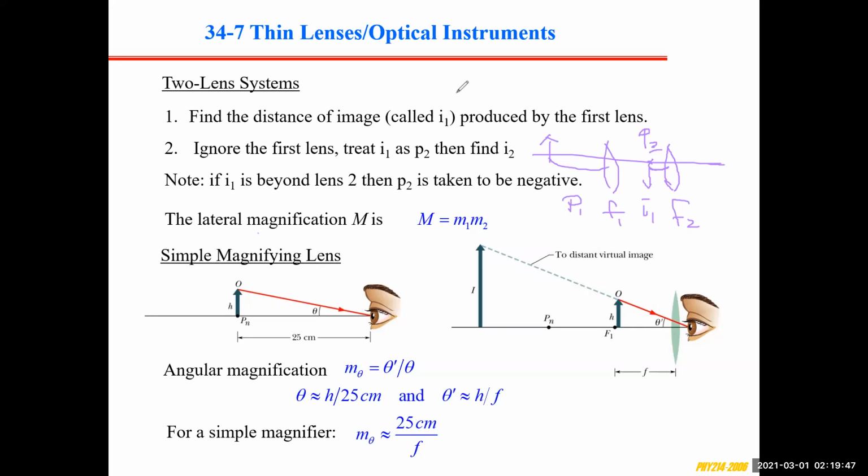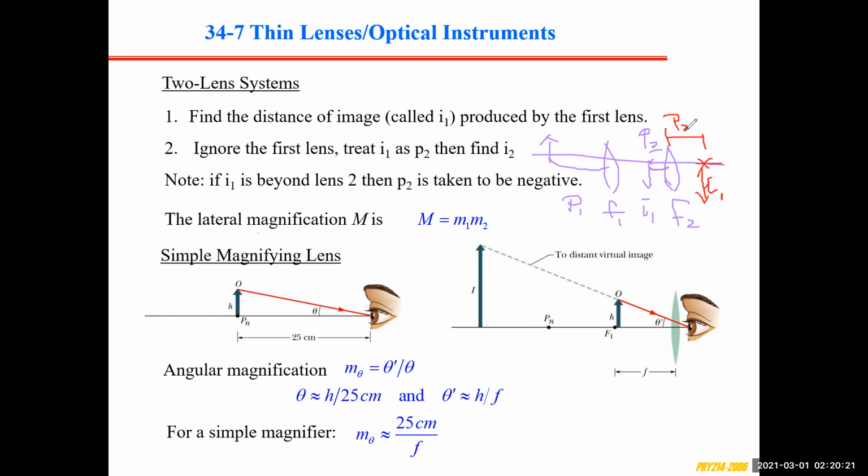Or you could have a situation where you apply 1 over I1 plus 1 over P1 equals 1 over F1 to calculate I1. And you find that your I1 is actually further down, is actually here. So let's say the first image produced by the first lens is I1. Again, it is a real image, so it'll be somewhere here. But then what is your P2? Your P2 then will be this distance. So that will be your P2.